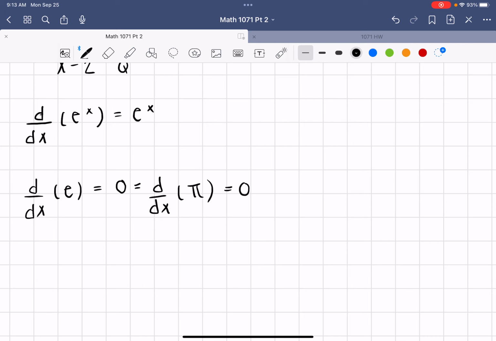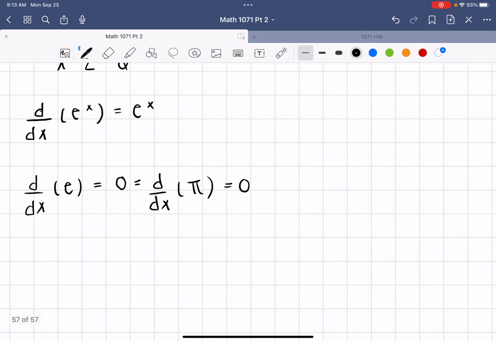Would I throw something like this at you on the first midterm? Sure. See if you're awake. The derivative of a constant, 117.5. It's a constant. Its derivative is 0. But e to the x is a function of x. It is its own derivative.